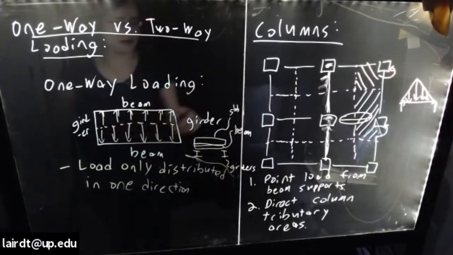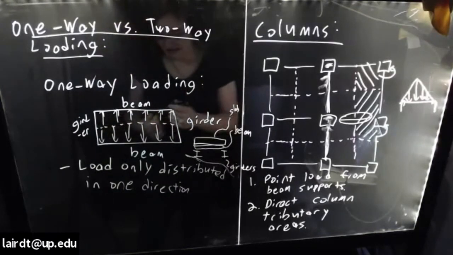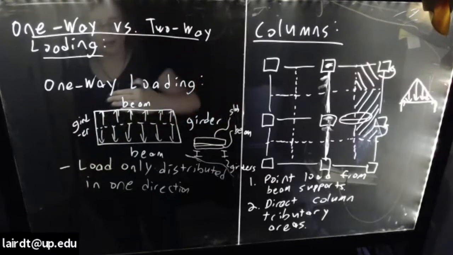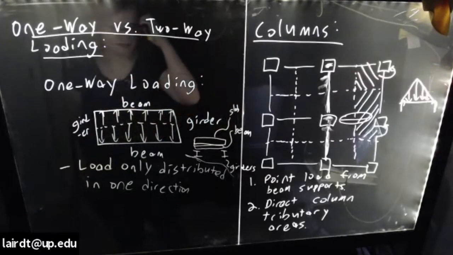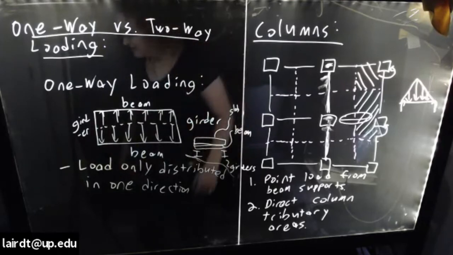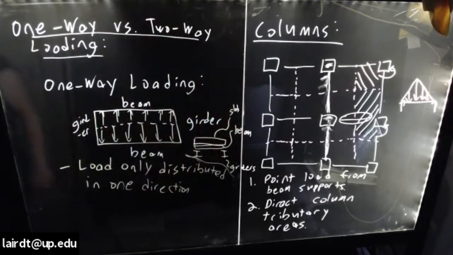Instead, you would simply draw a dividing line halfway between each beam and map them and apply the load half to each beam. So in case it's not clear, let me illustrate what I mean by this.